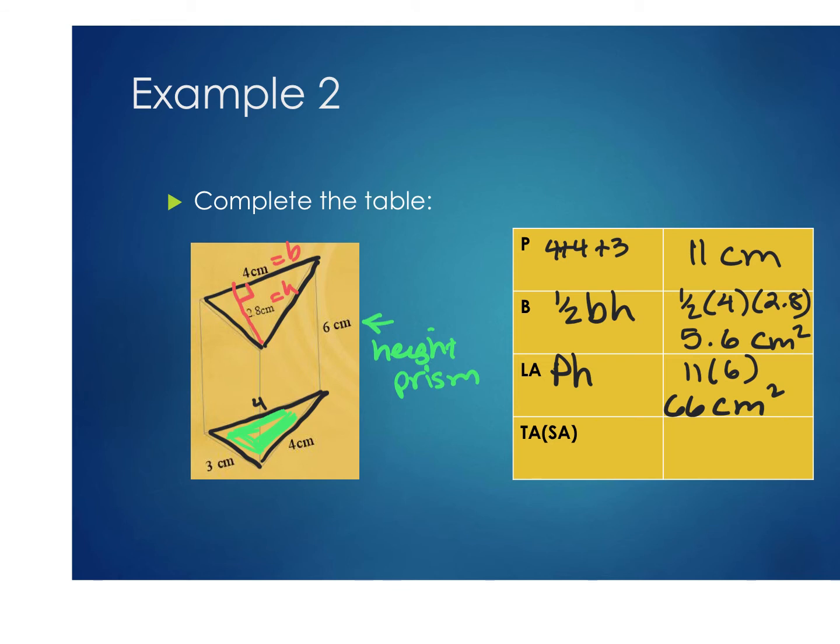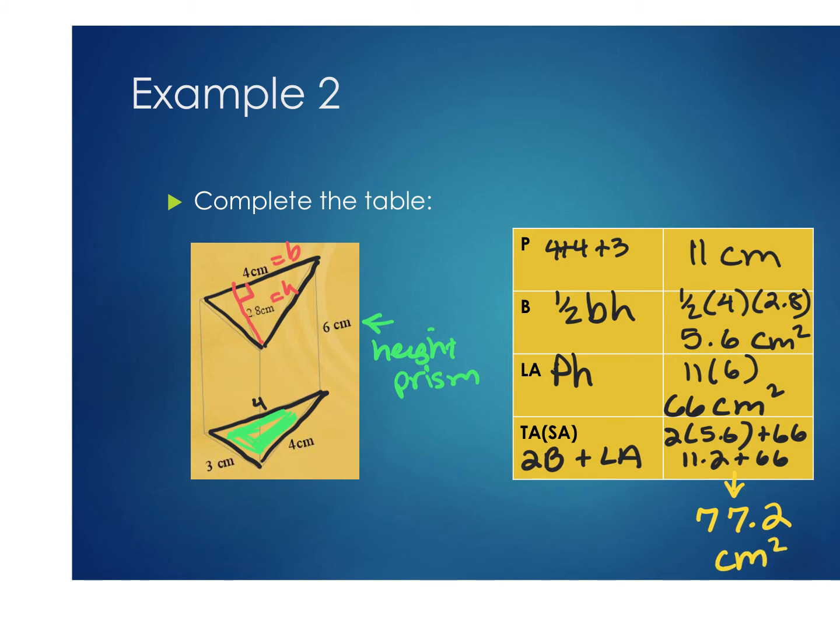And then for total area, when it's a prism, 2 times the base area plus the lateral area. And again, my base was 5.6. My lateral area was 66. 2 times 5.6 is 11.2. I'm going to add 11.2 and 66, giving me a total area or a surface area of 77.2 centimeters squared. So the triangles are the bases. The lateral faces are those parallelograms or those rectangles.